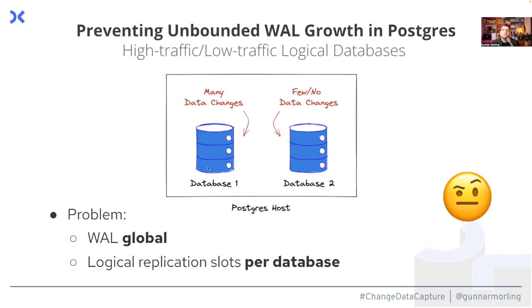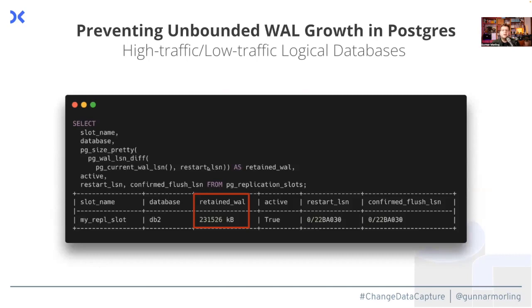Now, a challenge can arise if there are differences in how frequently changes are made to those databases. So maybe on database 1, we do many changes, and on database 2, we don't do any changes at all. And now this means if we have a replication slot for database 2, then we will not be able to advance this replication slot, because we will never receive changes from the database. And it also means we will never be able to acknowledge this is the latest offset we have consumed, because we never consume any offsets.